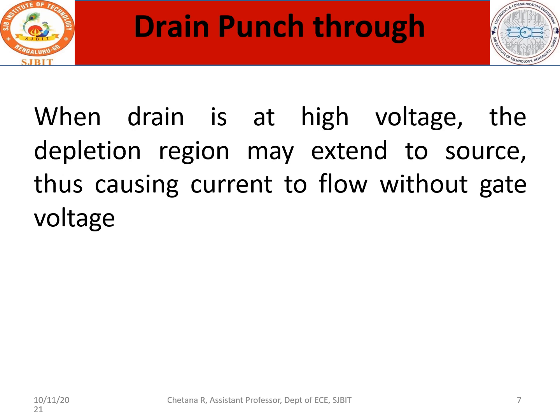Drain punch through. When the drain is at high voltage, the depletion region may extend to the source, thus causing current to flow without gate voltage. So even though the gate voltage is not given, control is not there, and the majority carriers move from source to drain, which should not happen. Generally when the gate voltage is 0, everything should be 0, but it is not happening; it still starts conducting. This has to be overcome, and this is called drain punch through.